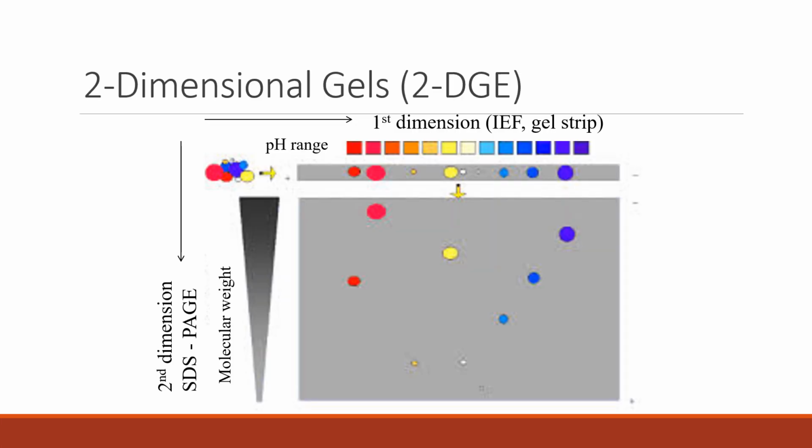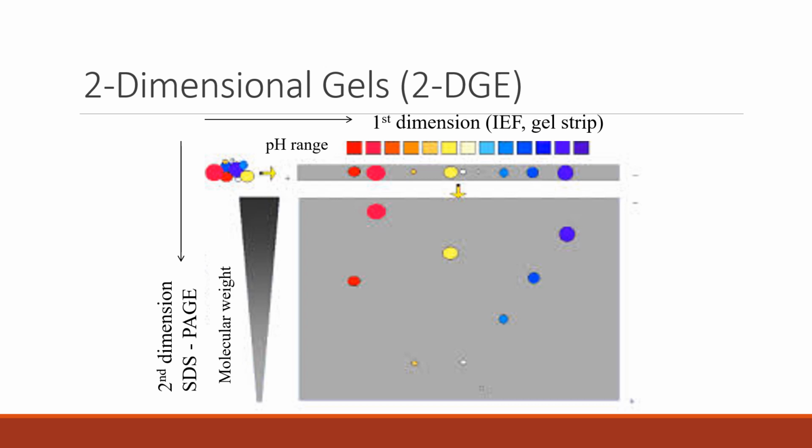So in that two-dimensional gel, we first start off with the first dimension, which is typically an isoelectric focusing technique, which allows us to separate the proteins according to their net charge and that frictional coefficient, or the size and the shape of the proteins as well.